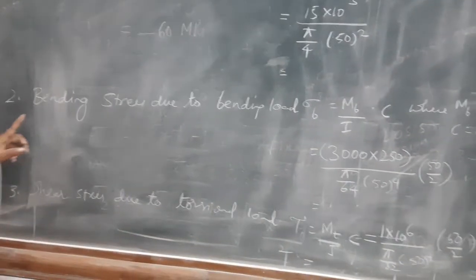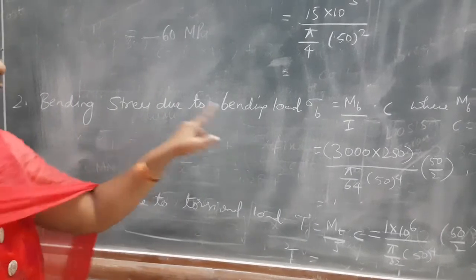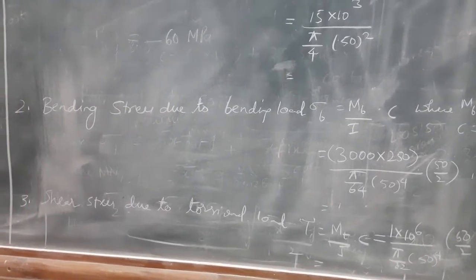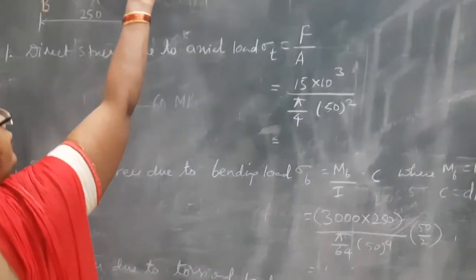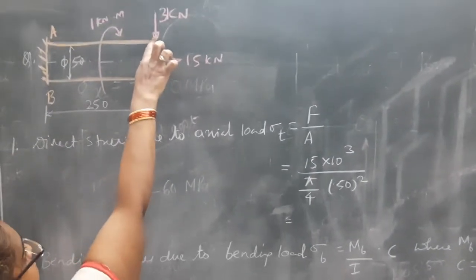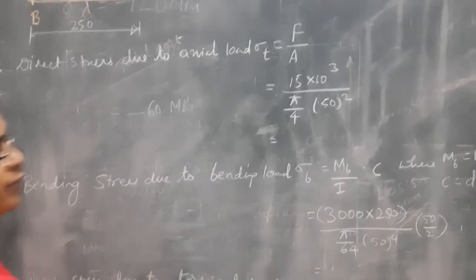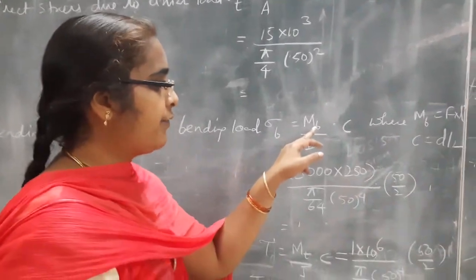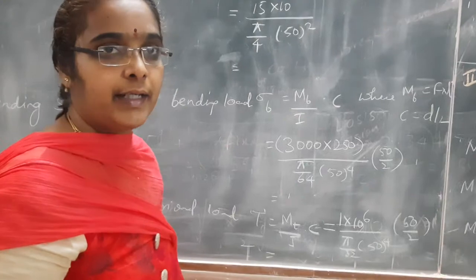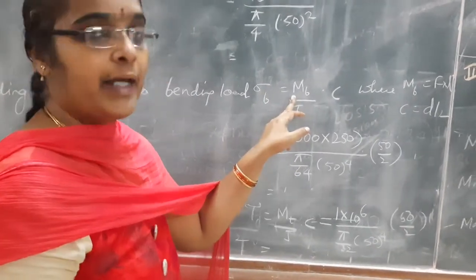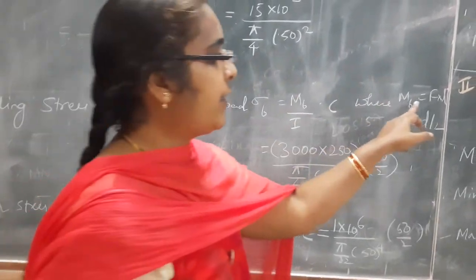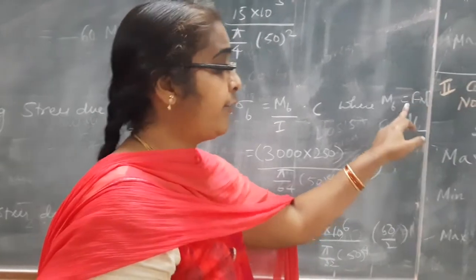Next, the second one is the bending stress due to the bending load. Which is the bending load? Here the load 3 kilonewton is the bending load, which is going to induce the bending stress. Bending stress due to bending load can be calculated using the formula Mb by I into C. What is Mb? Mb is the bending moment, which is nothing but load into distance, F into L.